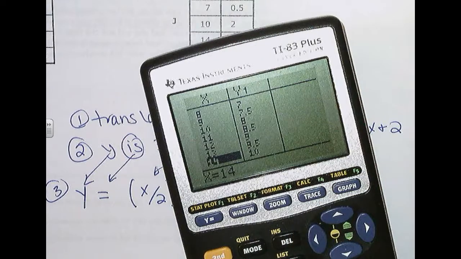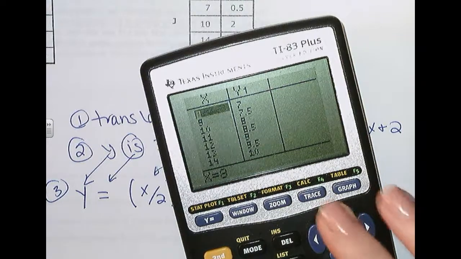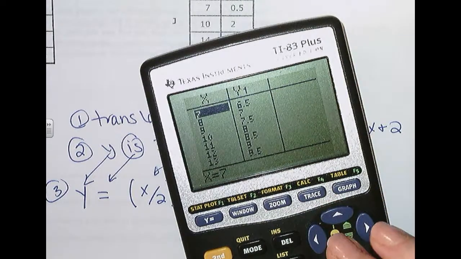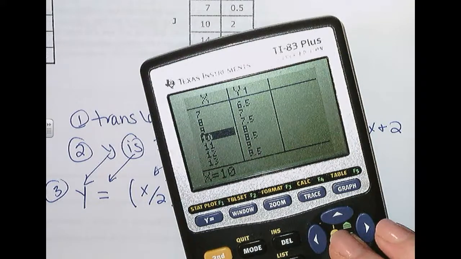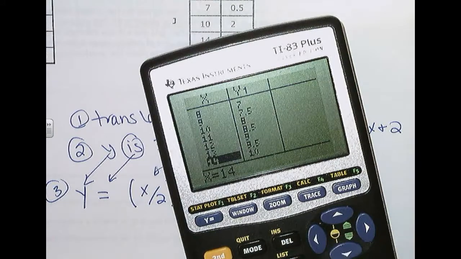And you need to find the answers that are matched. G is the answer, and if you look, here is 7, and that's 6.5, and then I have a 10, that's an 8, and I have a 14, that's a 10. So again, the answer is G.